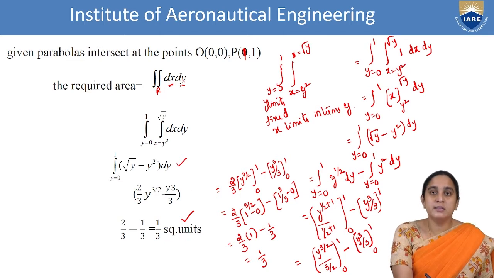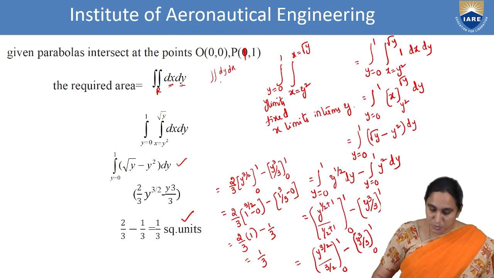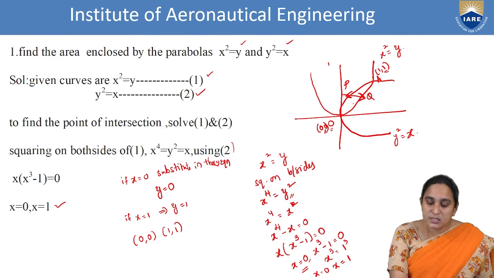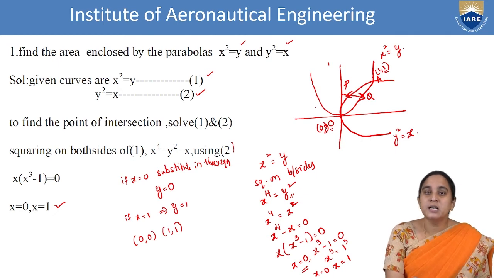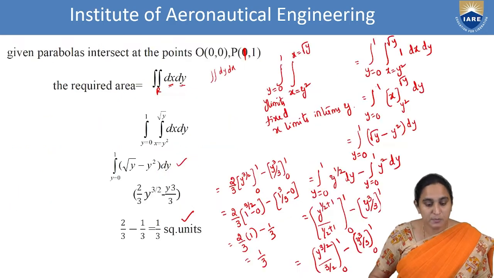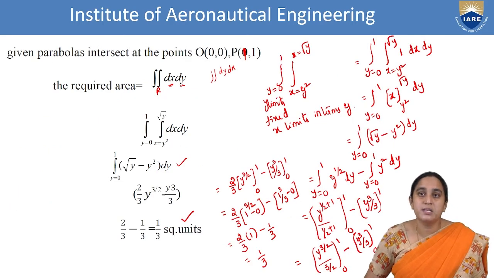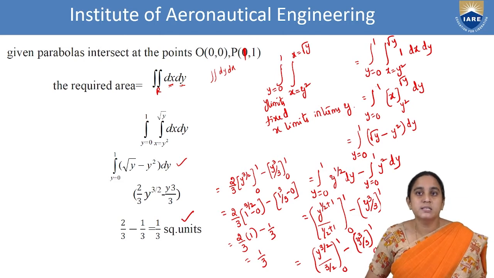If you want to find the area for the same question using the double integral of dy dx, in that case I'm using the vertical strip in the diagram. From that vertical strip only, I'm taking the limit points. But here I'm using the double integral of dx dy. That means here y is fixed and x is in terms of y. In that case, I'm using the horizontal strip. From that horizontal strip only, I'm using the limit points.